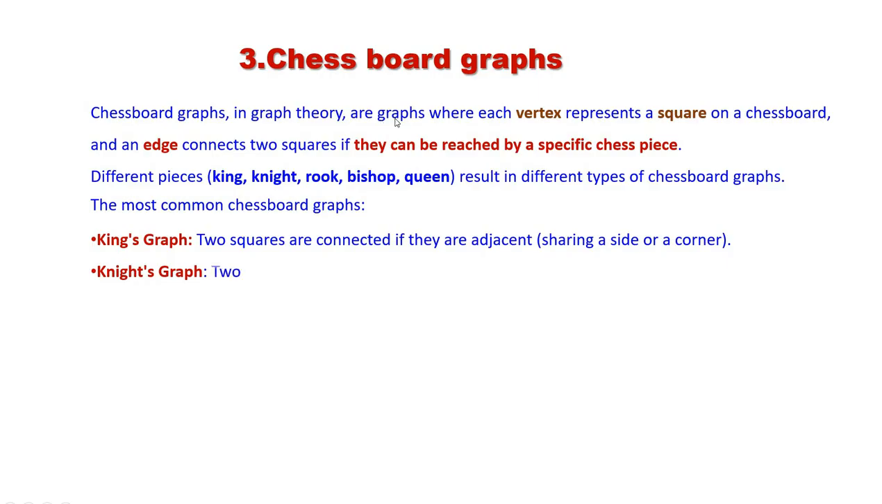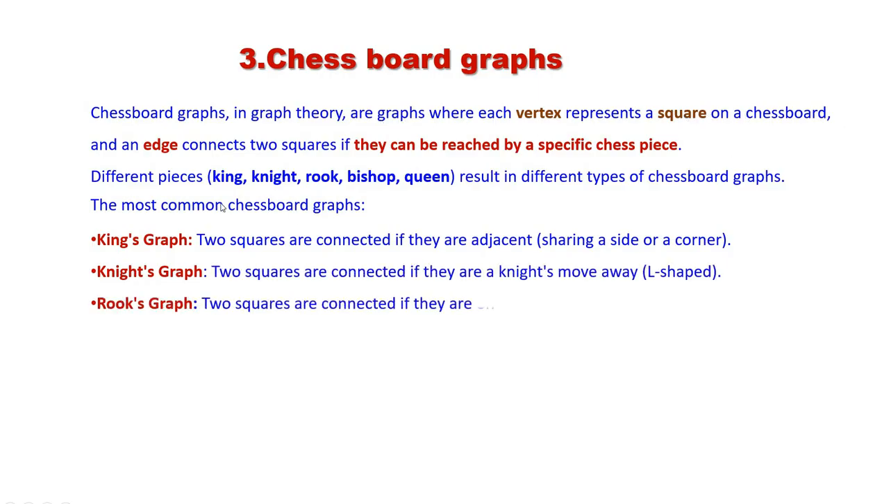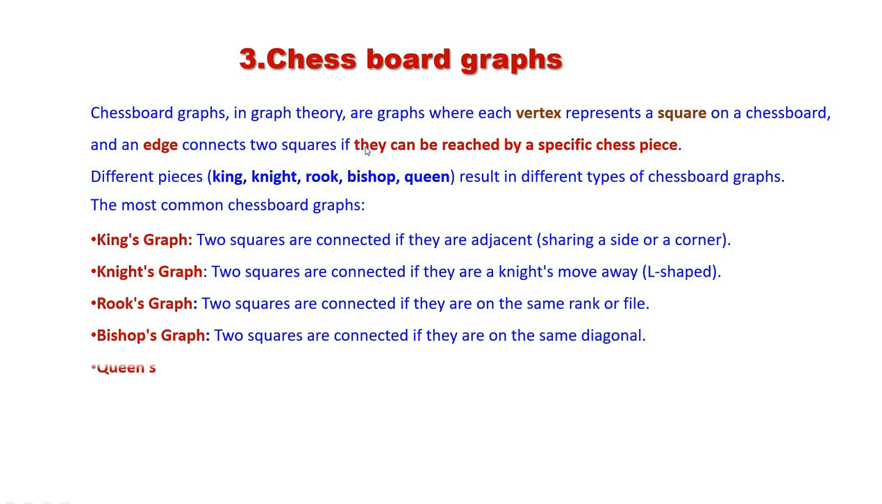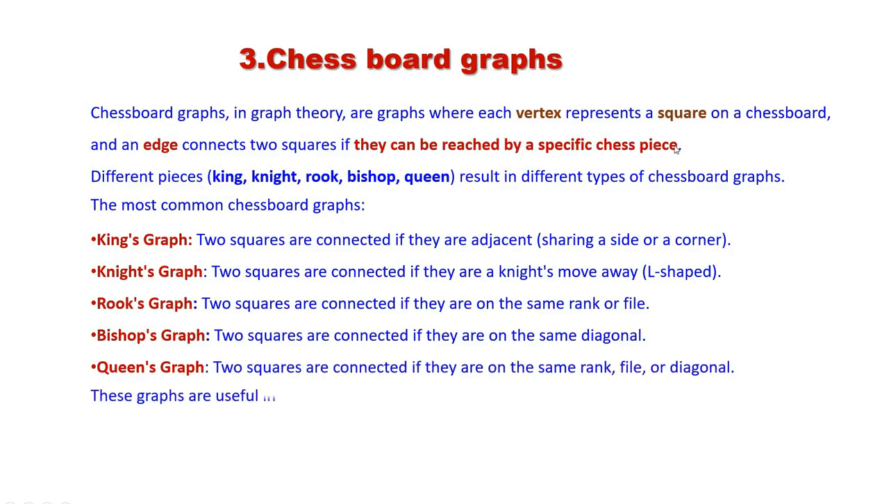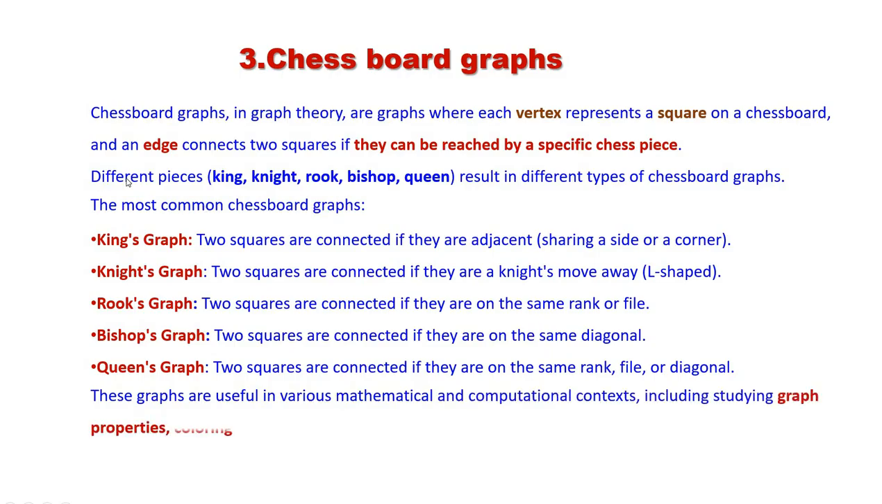So chessboard graphs in graph theory are graphs where each vertex represents squares on the chessboard. Edge means it has to connect two squares. How they are going to be connected? If they can be reached by a specific chess piece. Now different pieces like king, knight, rook, bishop, queen result in different types of chessboard graphs, and the most common chessboard graphs: king's graph, knight's graph, rook's graph, bishop's graph, queen's graph.